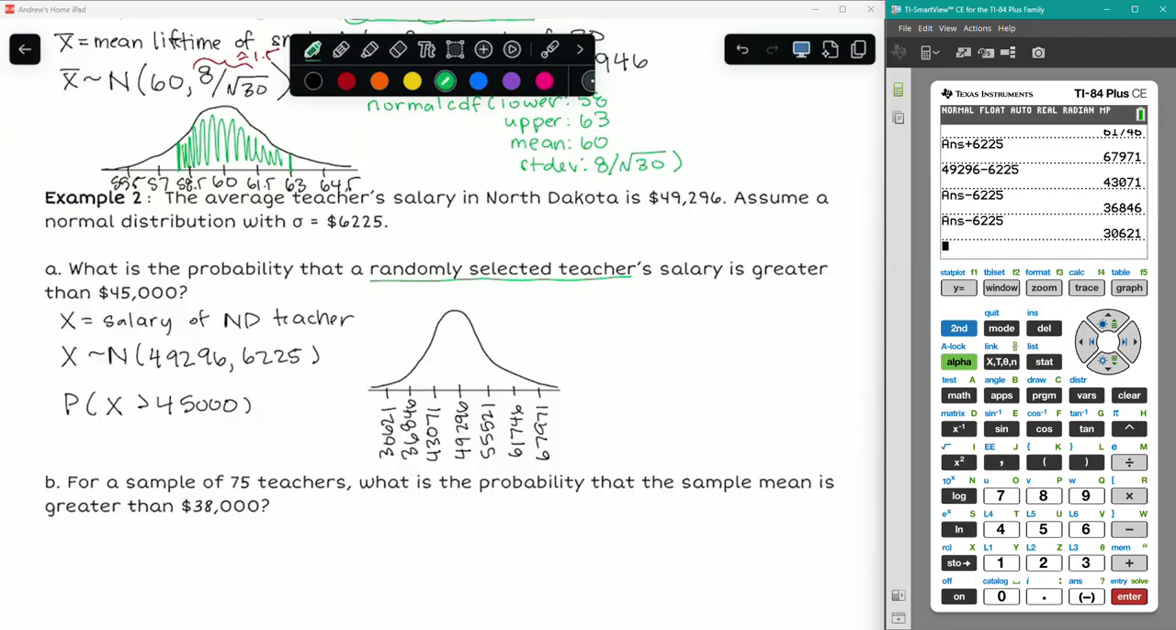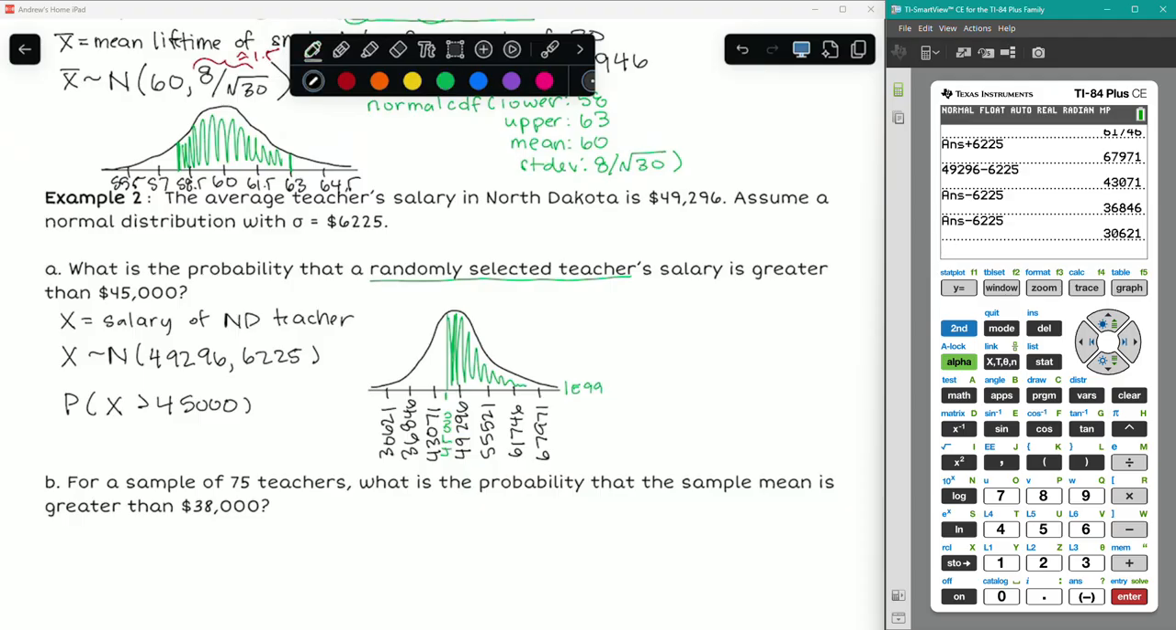We'll go ahead and mark our boundary value. In this case, our boundary value is 45,000, which is going to be between 43 and 49,000. And it's a greater than statement, so we're looking to the right. So my boundary value here is 45,000. My boundary value at this right edge is 1E99.